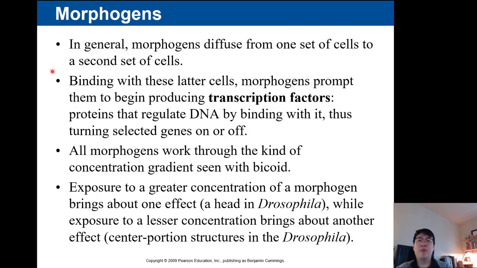Okay. So in general, morphogen diffuses from one end of the cell to the other. Binding with these cell receptors prompts the production of transcription factors. Again, DNA to RNA needs transcription factors to work. Without the transcription factors, transcription will not work efficiently or will not work at all. So this will help regulate which genes are going to be turned on and off. All morphogens work through a concentration gradient, and there are multiple different types of morphogen. But in the Drosophila fly, the morphogen is the bicoid protein.